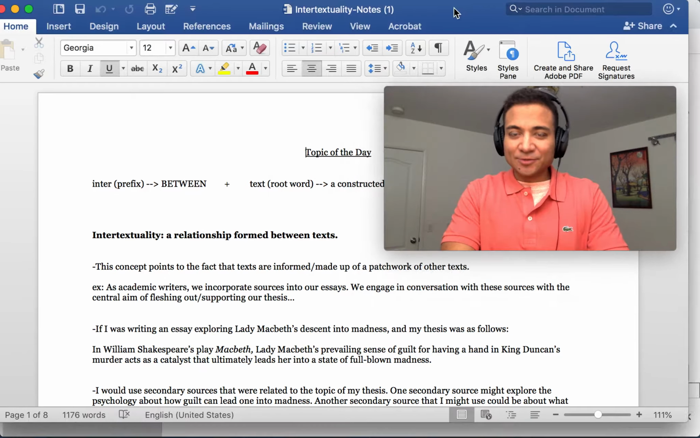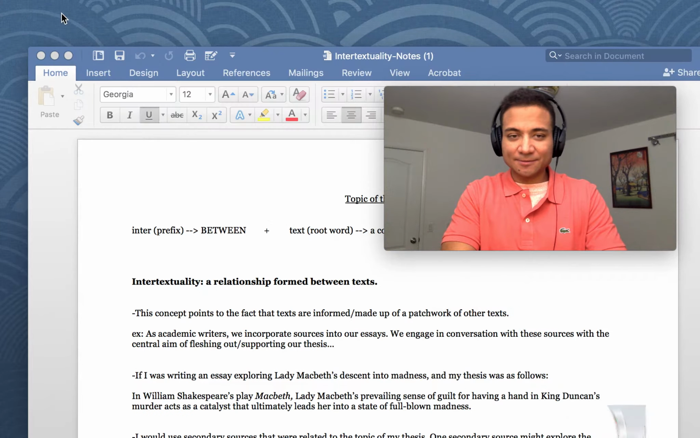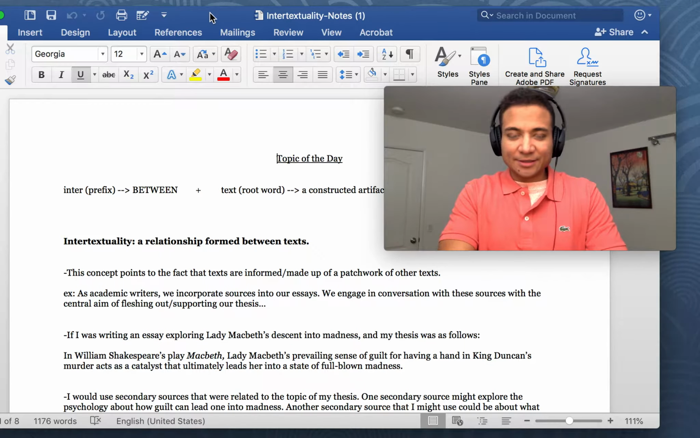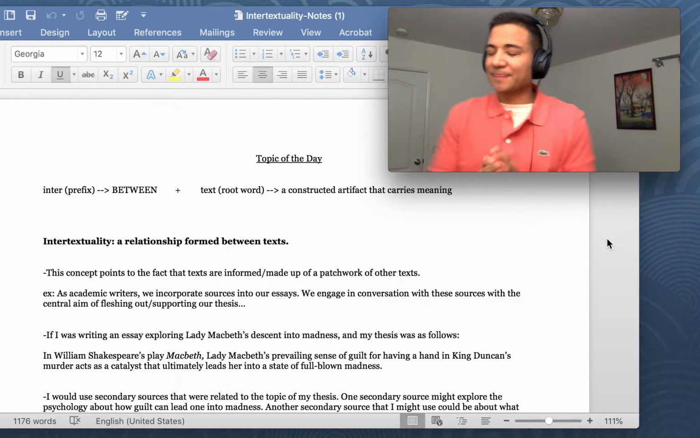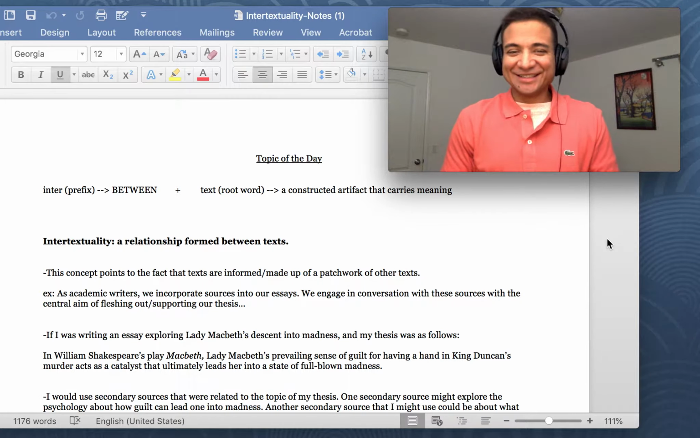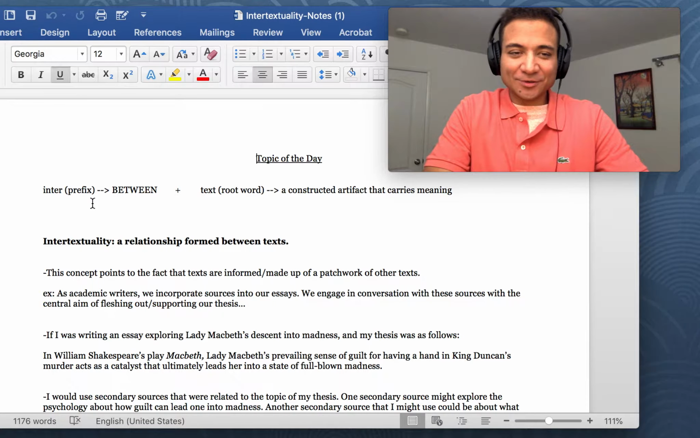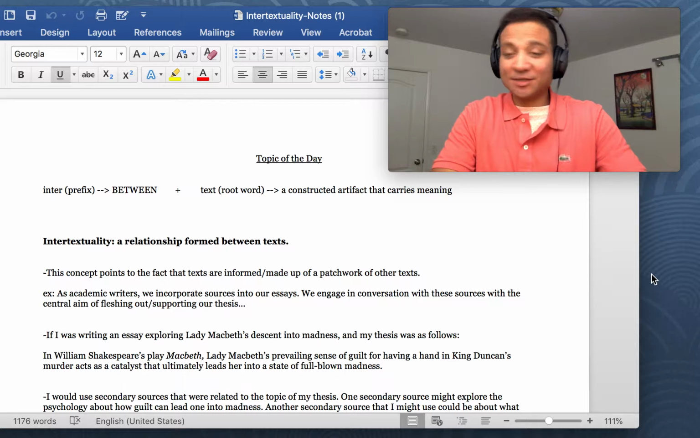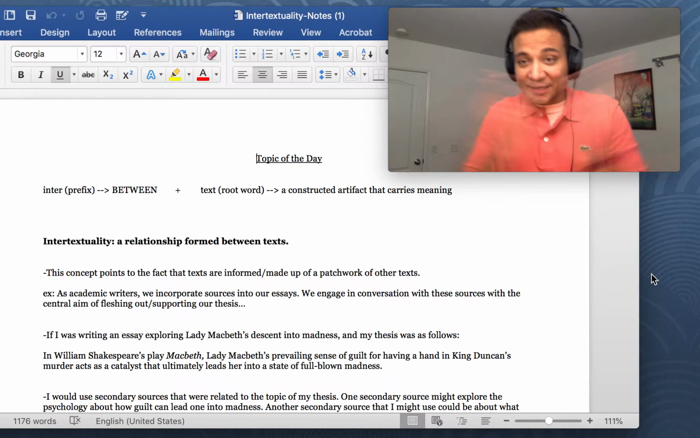All right, so let me minimize this. All right, so that is our word of the day, intertextuality. How many of you have heard of this? I wish I could see. But let's break down the word. So the prefix inter means between, okay? Just like the prefix intra means across, but inter means between, okay?